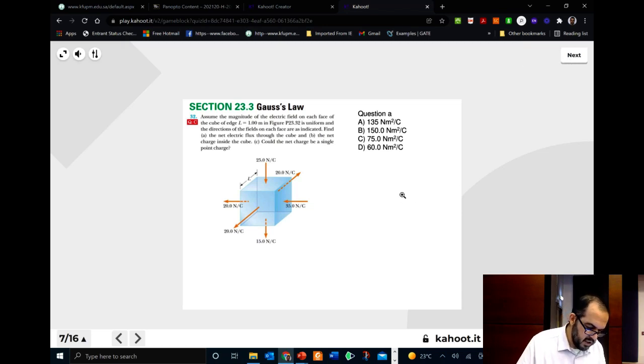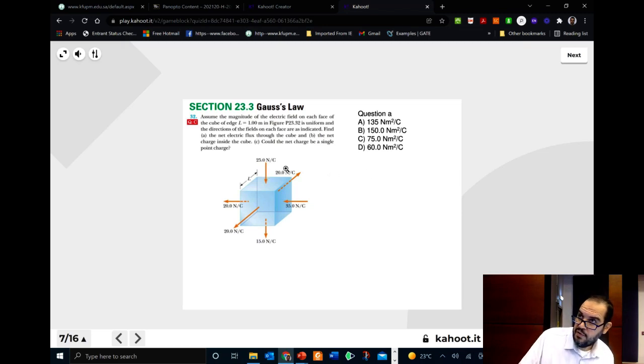Okay, so for this problem, let me read it. Assume the magnitude of the electric field on each face of the cube of edge L, the edge is 1 meter for this cube, in this figure is uniform, and the direction of the fields on each face are indicated. So you can see the arrows with the numbers. I will read the numbers shortly. The question is: find the net electric flux through the cube. That's question A, and the net charge inside the cube.